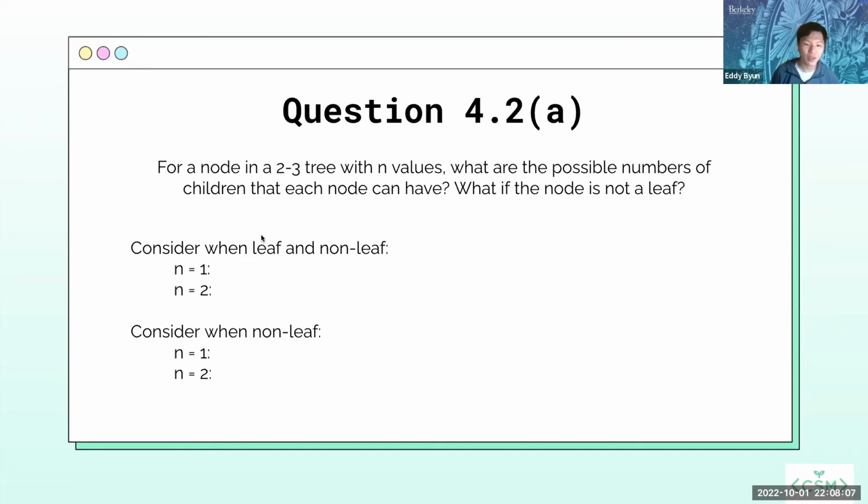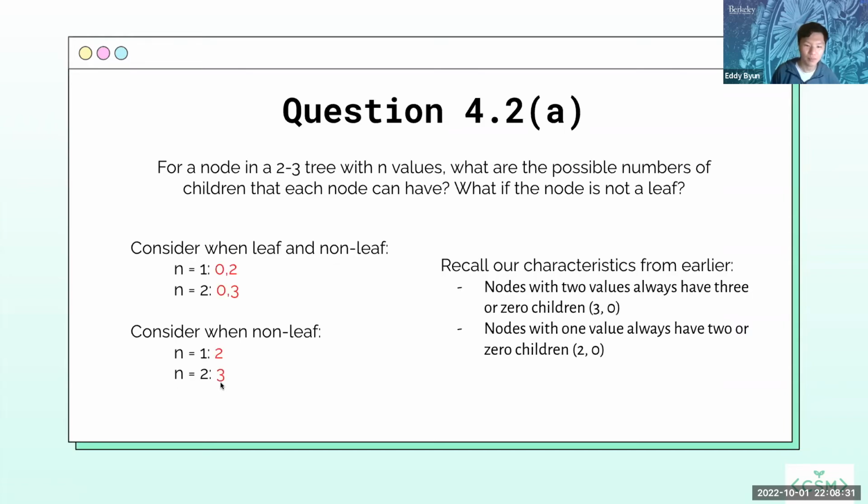So when we're dealing with both leaf and non-leaf nodes, there can be 0 or 3 children. However, again, a leaf node has 0 children. That's like the definition of a leaf node, right? So when we're dealing with purely non-leaf nodes, we can only have 3 children. So that's what we have for 4.2a. Great.